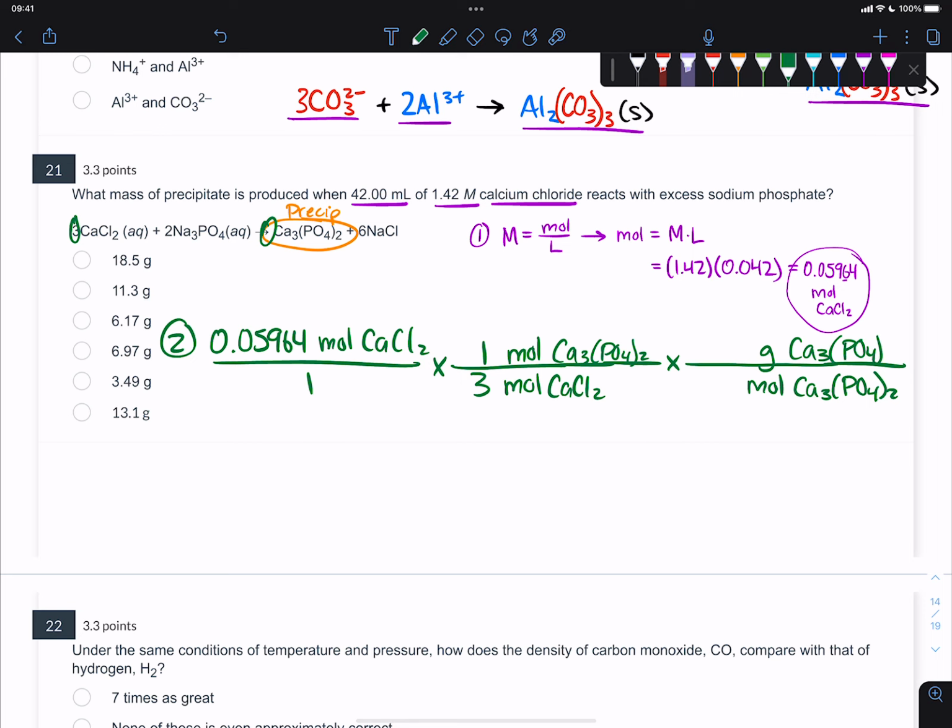So let's find what that is. And magically, we find that the molar mass of calcium phosphate is about 310.2 grams per mole. And if you do all the math here, you're going to find out what the mass of that precipitate is. So this times 310.2, divide that by 3, and you get about 6.166 and some junk, so it's about 6.17, and that's your answer.